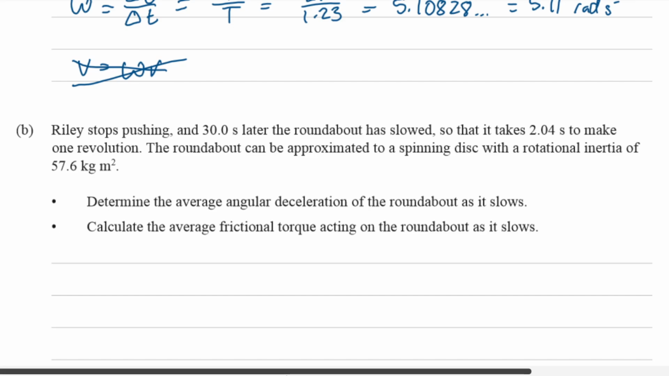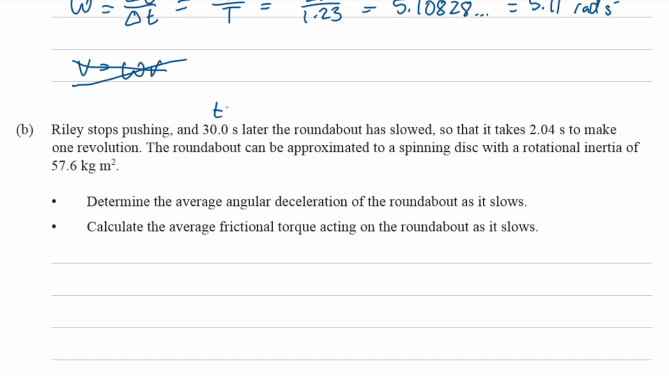So let's label what we have in the question. So Riley stops pushing. 30 seconds later, it has slowed. Okay, so that is a time between its initial angular velocity that we worked out in the previous question, 5.11. Right, so it started off at 5.11 radians per second. After 30 seconds, it now only takes 2.04 seconds to make a revolution.